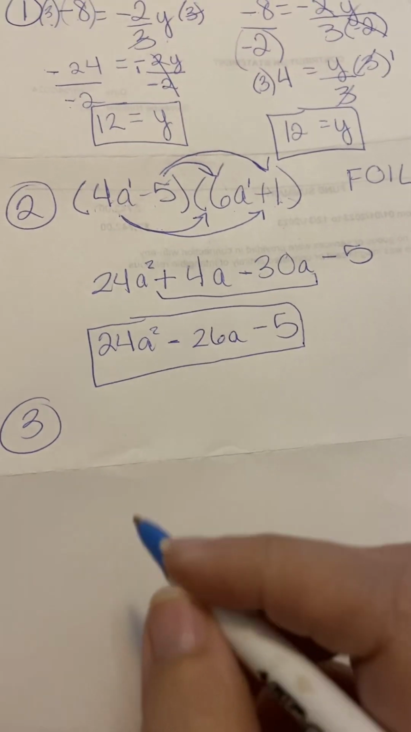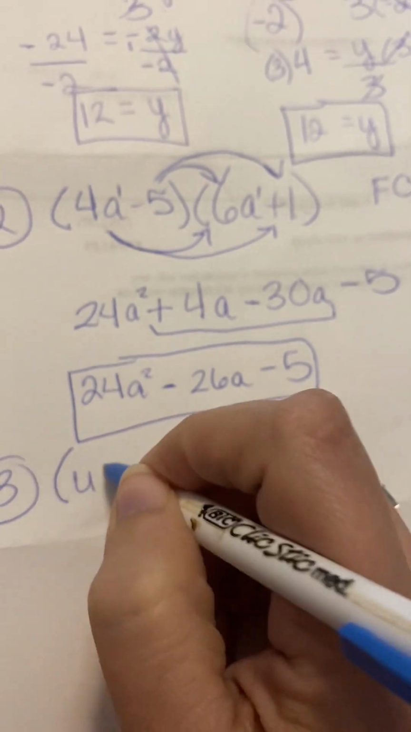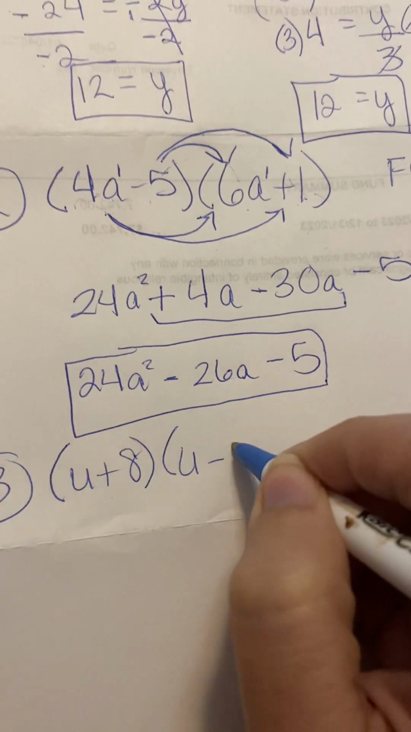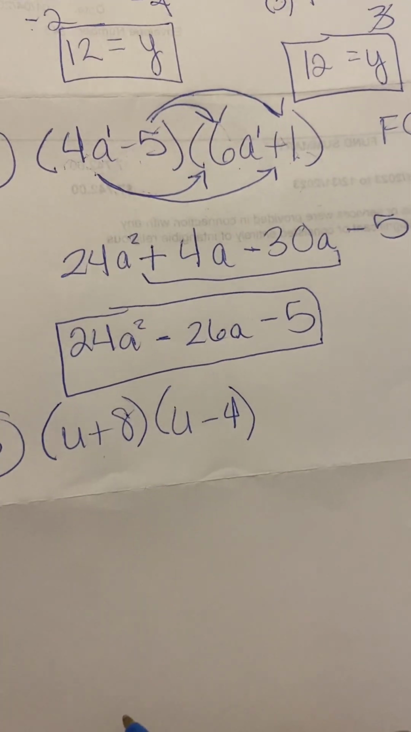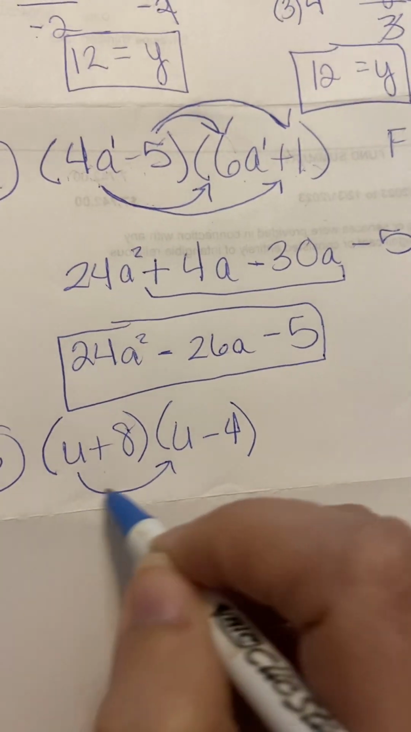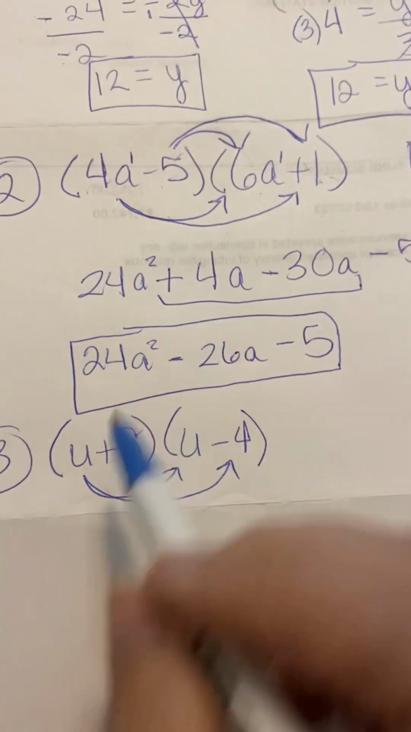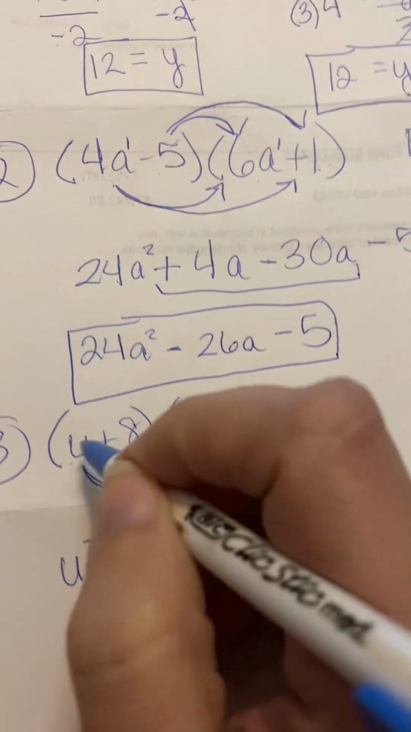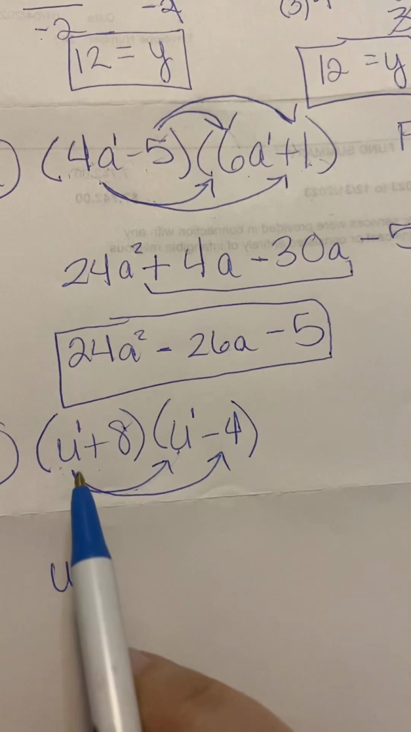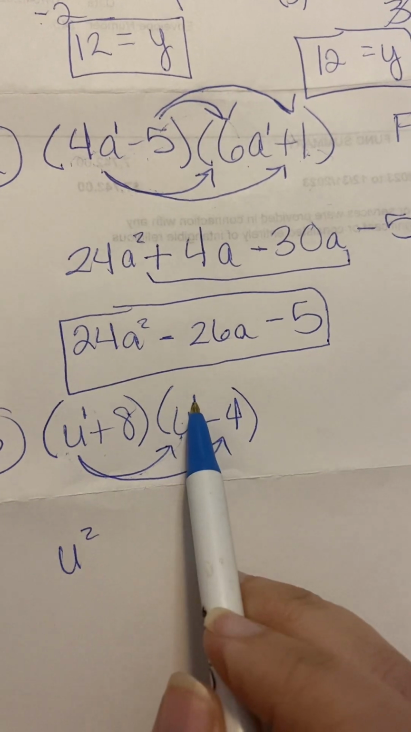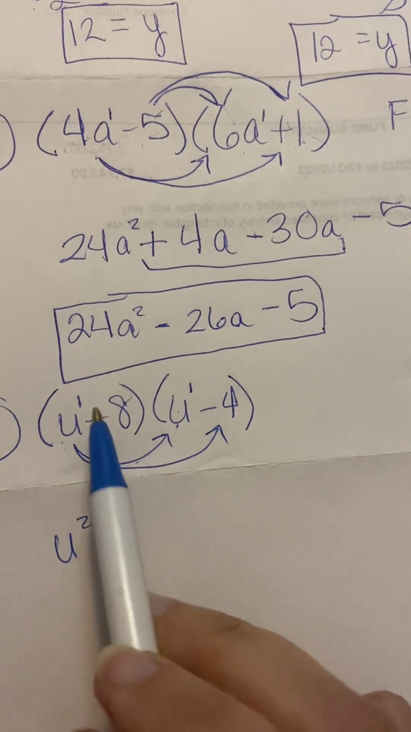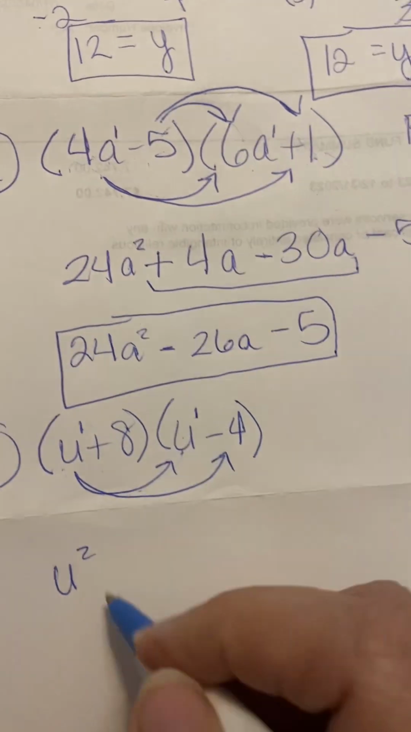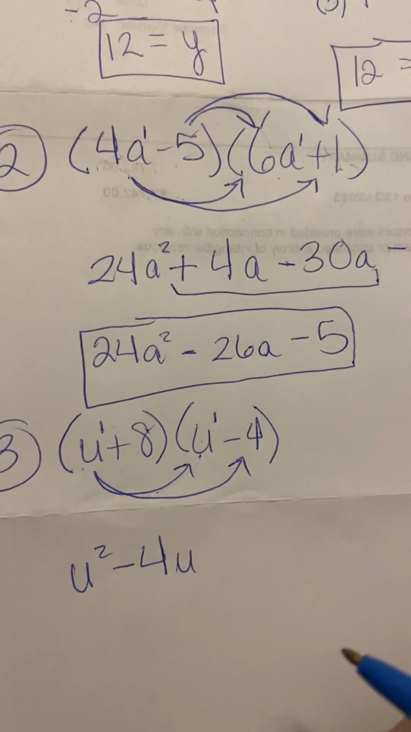Problem 3 is going to be the exact same procedure. U plus 8, U minus 4. So we'll distribute. U times U would be U squared, because all we're going to do is U to the 1 times U to the 1 would be U to the 2. Add those exponents. U times negative 4 would be negative 4U.